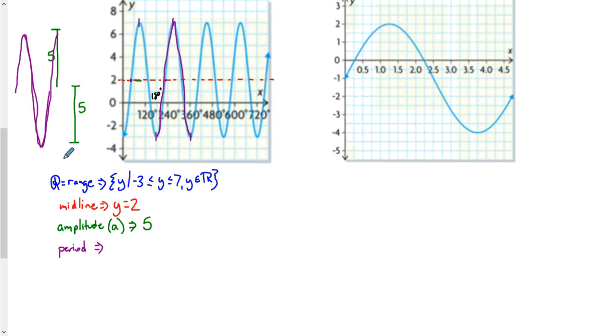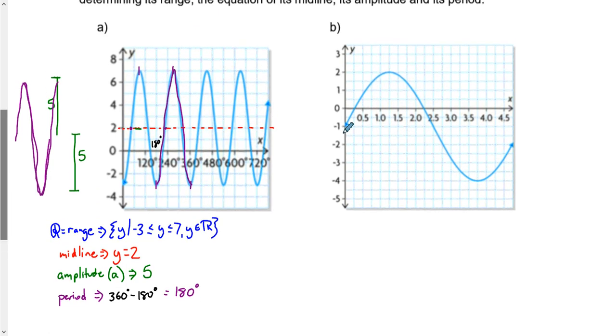So how long does it take to repeat itself? Well, the quick calculation is 360 subtract 180. The period is 180 degrees. And there's our start of understanding of what we're talking about when we talk about range, midline, amplitude, and period. So let's do the next one.